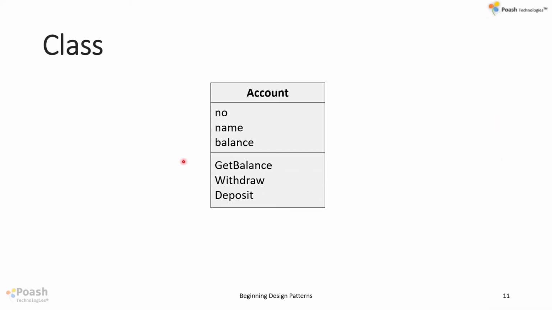This is an example of a class called Account. The name of the class appears in the topmost section, then the next section contains the attributes or the fields, and finally the methods. It is possible to show the detailed information of these members, such as their access modifiers, types, etc. But we don't need this kind of information when we are learning design patterns.